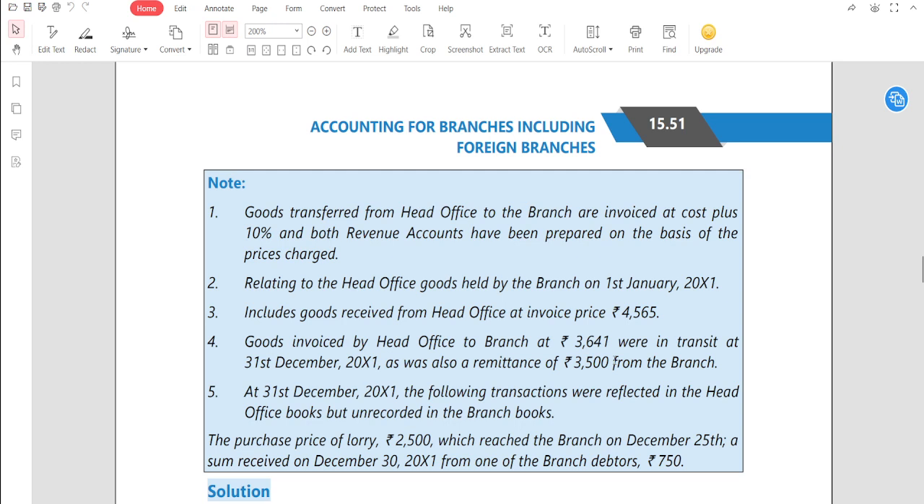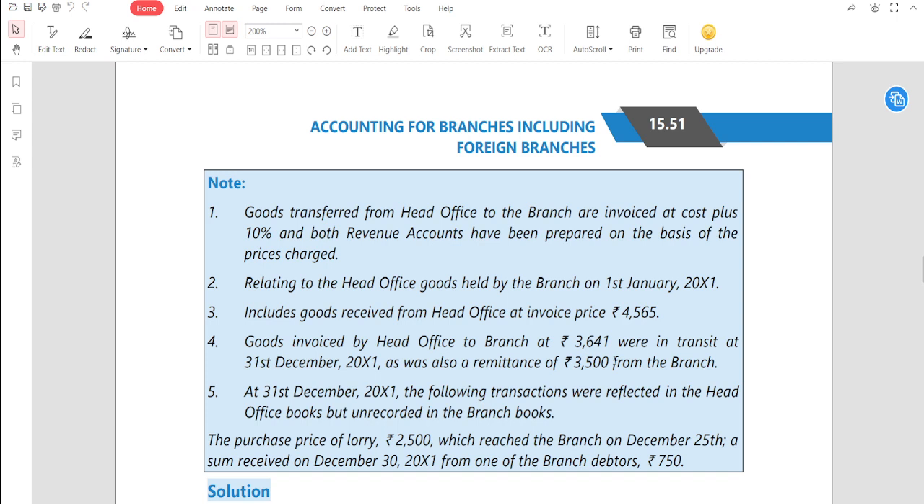Goods invoiced by HO to the branch. I am repeating again. Goods invoiced by HO to the branch at 3641 were in transit at 31st December 20, as was also a remittance of 3500 from the branch. क्या लिखा है यहाँ पे clearly? Goods invoiced by HO to the branch at 3641 were in transit. ठीक है सर. HO ने branch को जो goods invoice किया वो अभी transit पे है. At 31st December 20 as was also a remittance of 3500 from the branch.